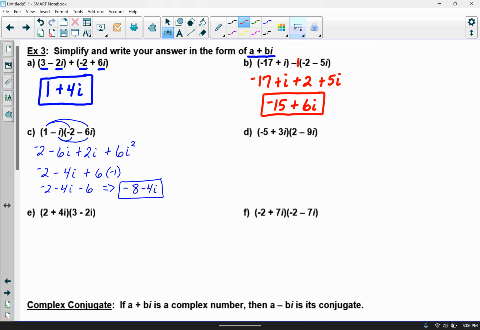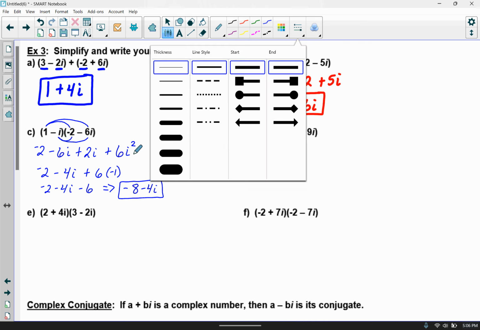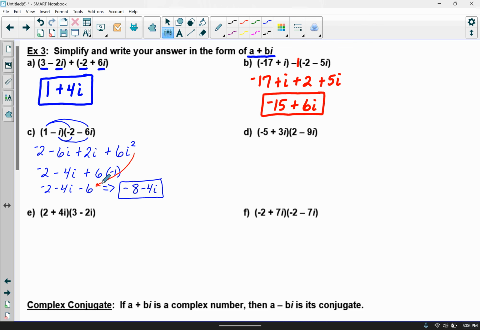So what I like to think about is going from this step to this step. I would have brought down my negative 2. I would have combined like terms. Negative 2, negative 6 plus 2 will give me negative 4i. And i squared is going to change the sign of my number because it's equal to negative 1. So i squared is going to make that positive 6 a negative 6. And then lastly, combine like terms and get negative 8 minus 4i. That's what I would recommend moving forward.